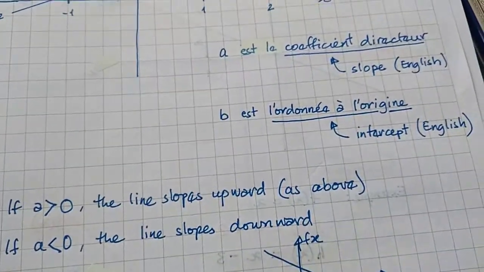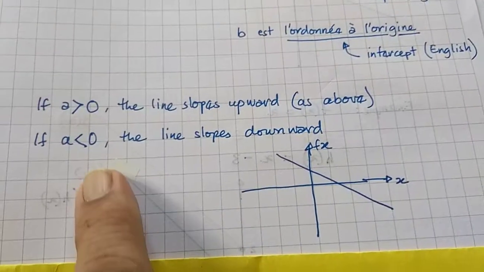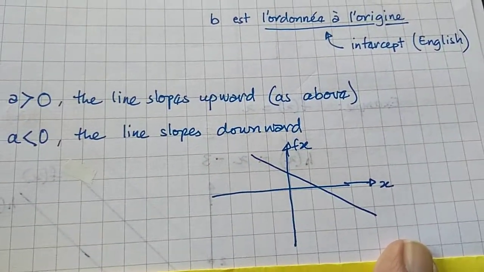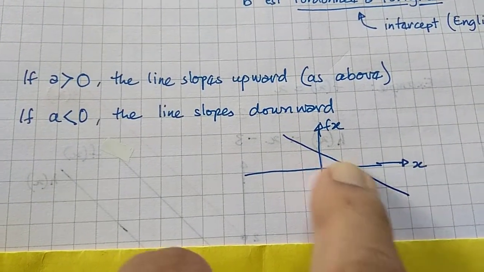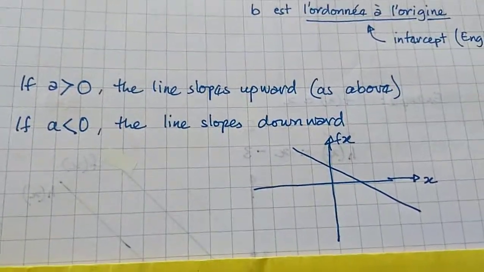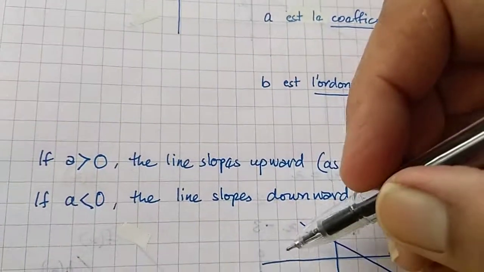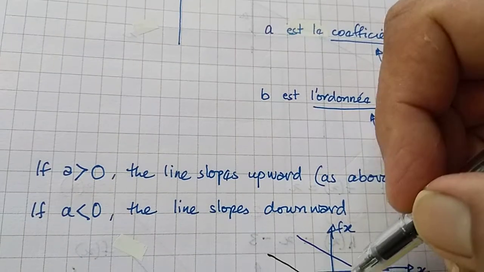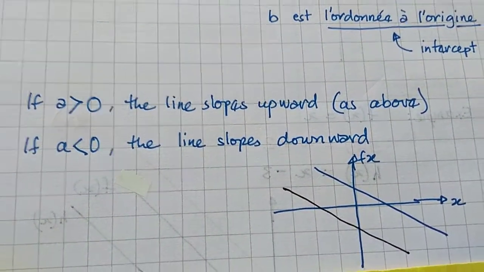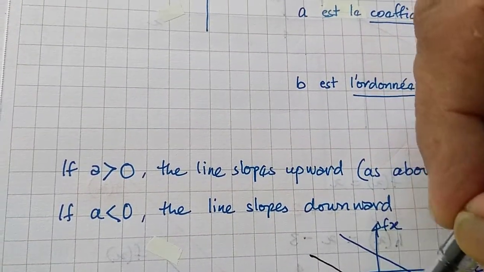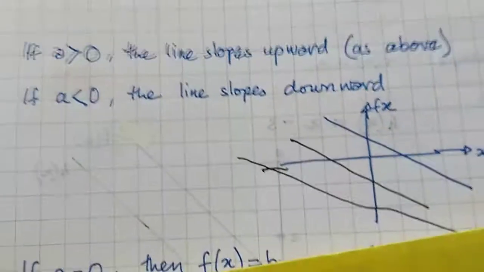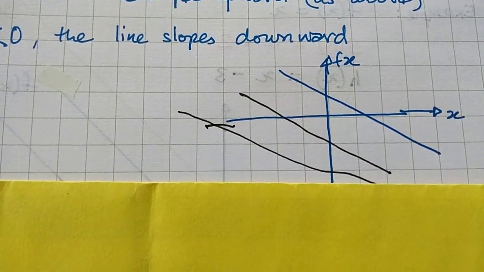If A is negative, the line slopes downward. If A is less than 0, the line slopes downward. We also saw this for linear functions. Of course, this line sloping downwards could also have gone like that. It doesn't have to go above the x-axis here. It can go anywhere, but it is sloping downwards. Oops, not very straight, but that's the way.